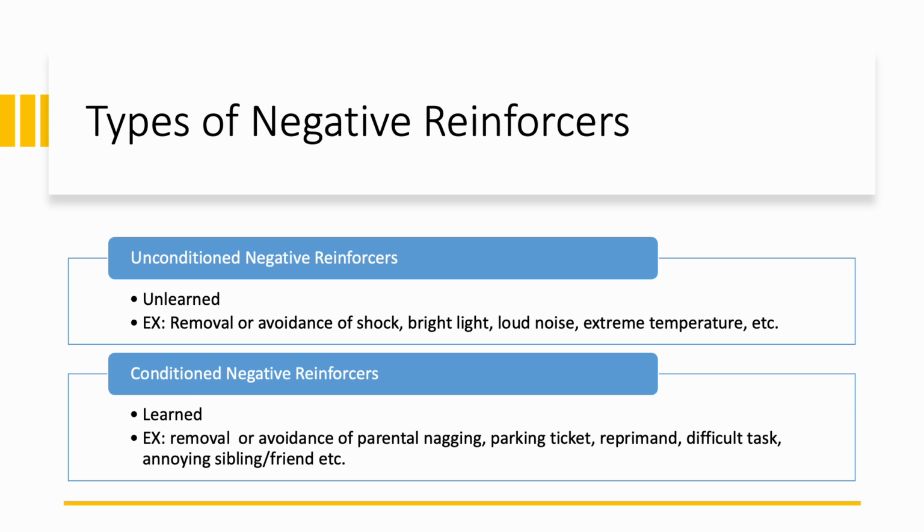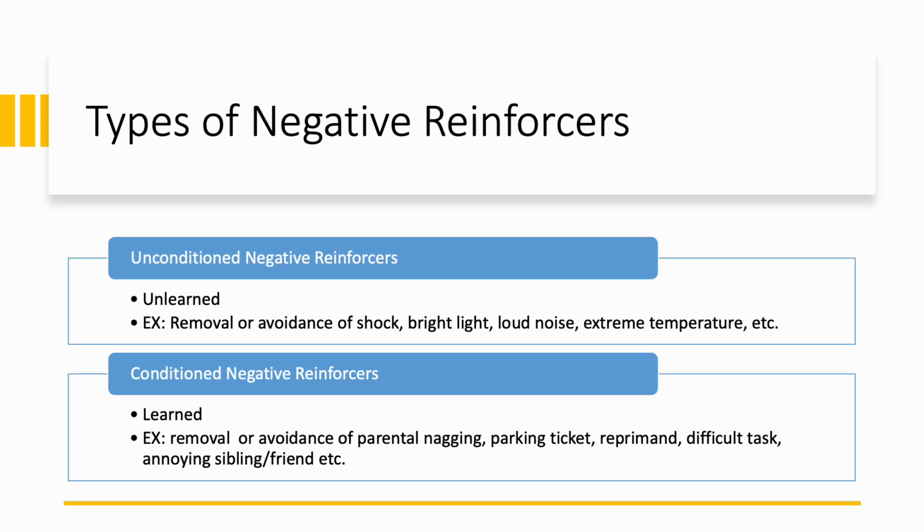So any of those stimuli that innately have an effect on our behaviors can be unconditioned negative reinforcers if we remove those stimuli and then our behavior increases, right? So if the removal of those stimuli contingent on some behavior results in an increase in the future probability of that behavior, then that would be considered a negative reinforcer. Okay, and then we have our conditioned negative reinforcers, which, as I mentioned, obtain their negative reinforcement value through pairing with other stimuli.